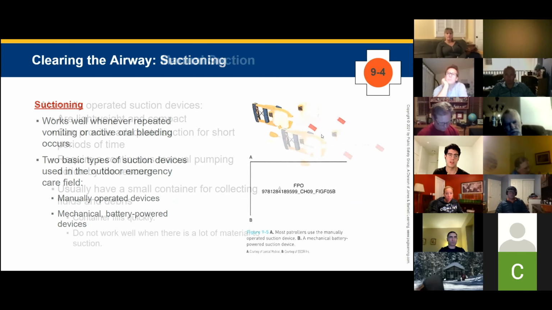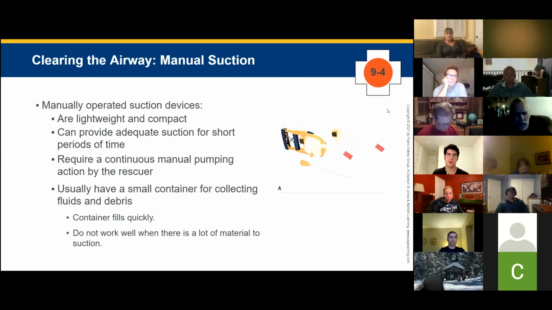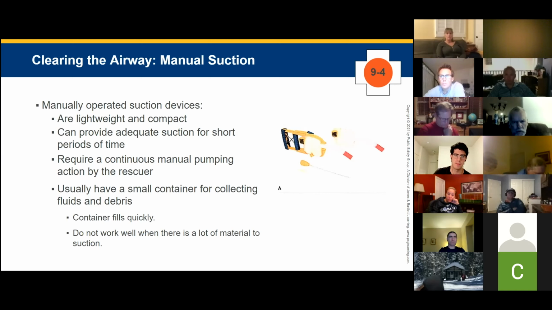So we have two types. We have this manually operated one in our packs at Lee Canyon. It's in the trauma pack. You do have to call for it, and it will come down with a patroller. So if you really need to suction something, you can use this manual suction on the hill. Otherwise, we have the pump, like more powerful suction, this one right here, down at the first aid station.